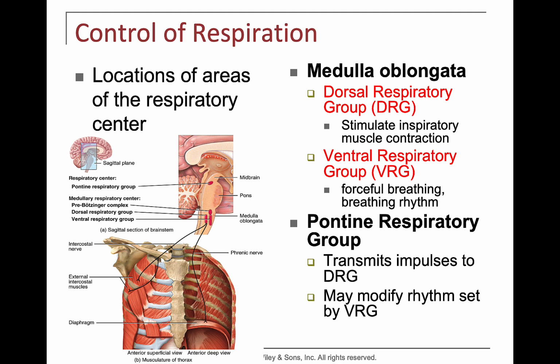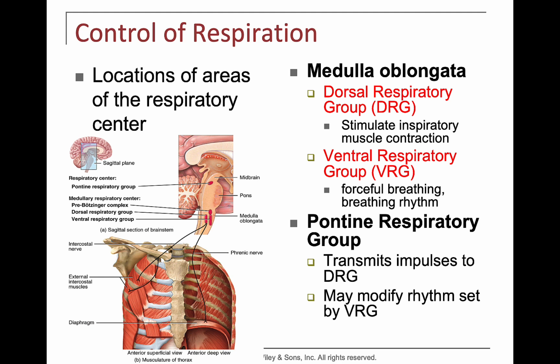The ventral respiratory group controls forceful breathing and breathing rhythm. So remember that quiet expiration doesn't use muscular activity. It only requires a relaxation of the diaphragm and external intercostals. It is largely a passive process. The ventral respiratory group, therefore, is not necessarily a control of expiration. It controls forceful breathing, which we've learned uses more muscular groups and also sets breathing rhythms.